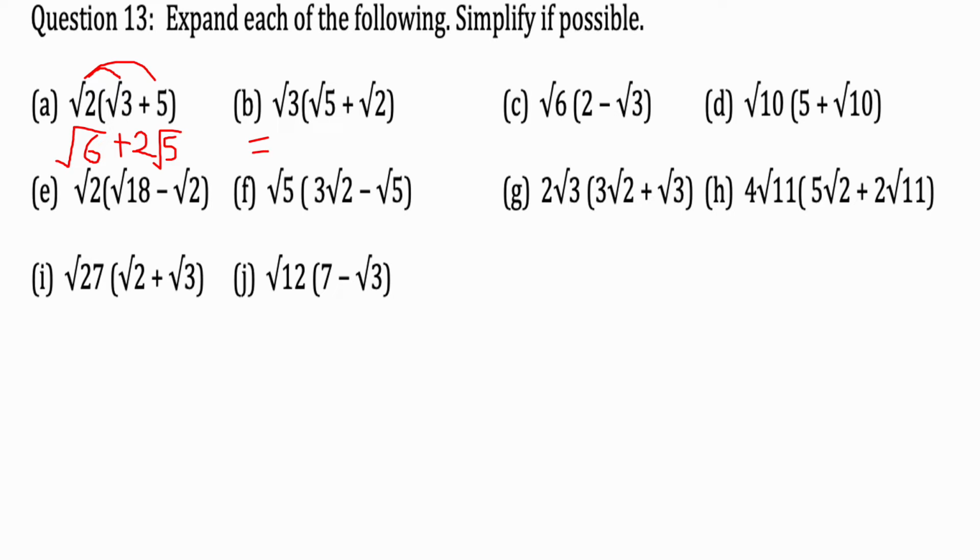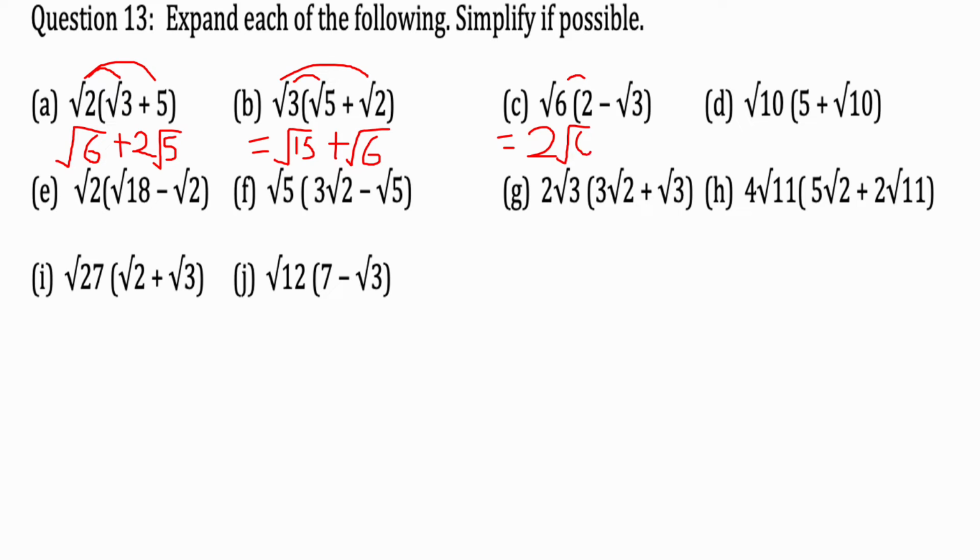Part B, I have root 3 times root 5, which is going to be root 15. 3 times 5 is 15, and then I can put it under the same square root. Root 3 times root 2 is root 6, guys. So it's root 15 plus root 6, and that too can't be simplified. Part C, root 6 times 2 is 2 root 6.